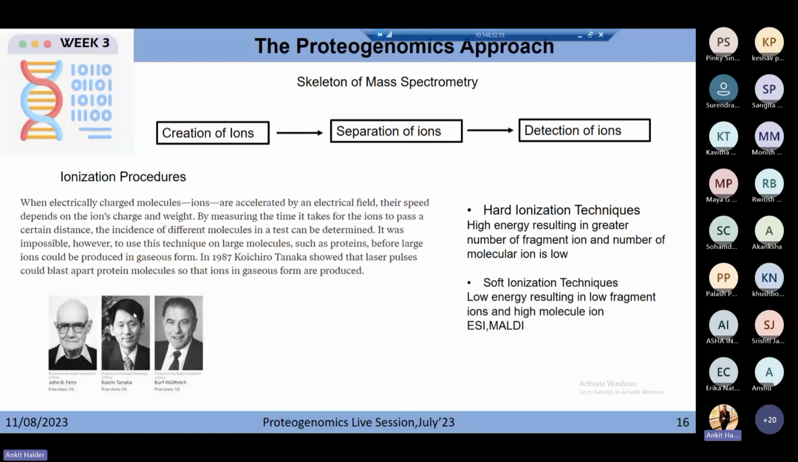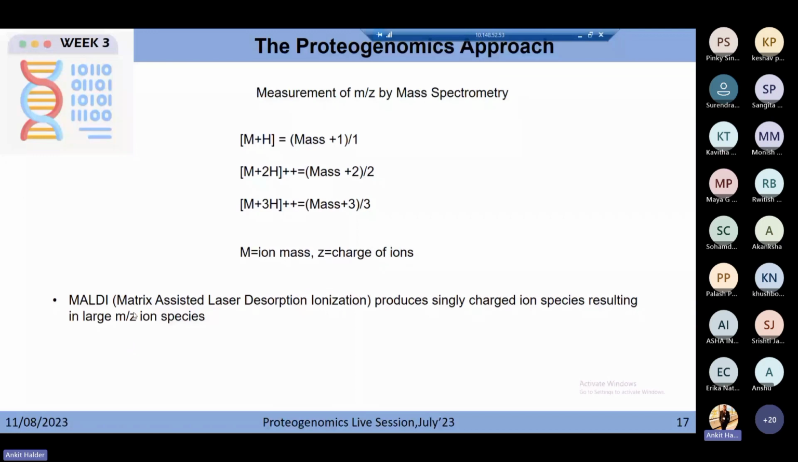As I said, mass spectrometry measures mass by charge; it doesn't measure your mass, but your mass per charge. For example, after you have ionized your sample or your peptide, if it is generated into a singly charged species, the m/z that your mass spectrometer detects is mass plus 1 divided by 1. But if you have a doubly charged species, where two charges are generated, then it will give mass plus 2 divided by 2.